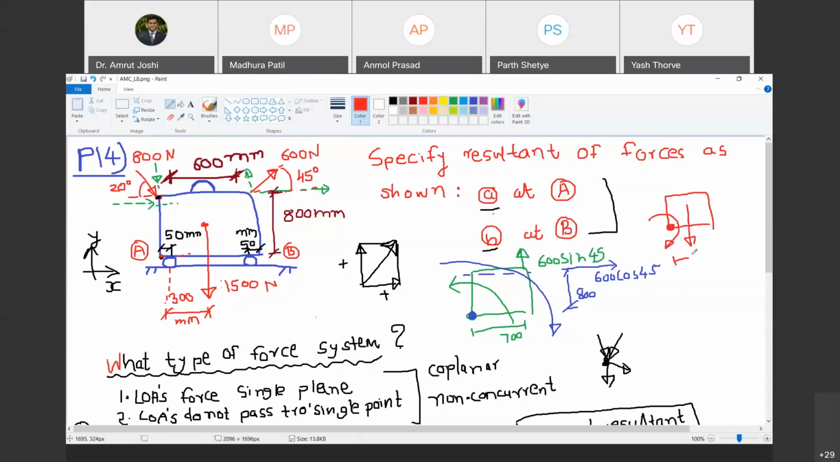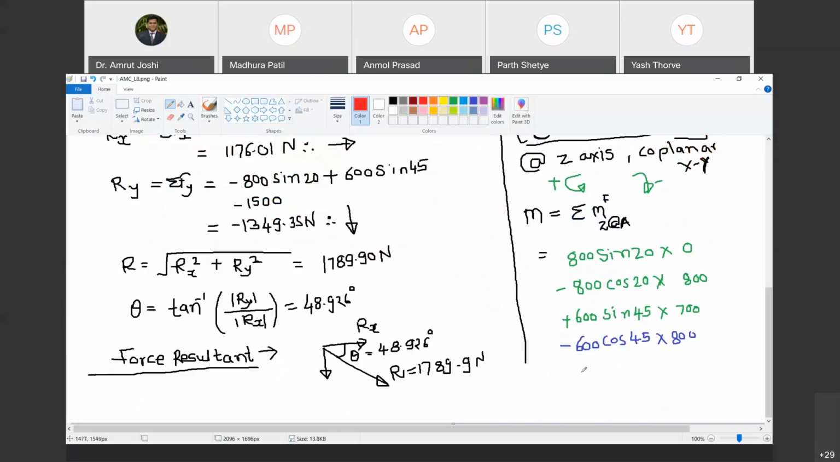And what is the magnitude? This distance is how much? This distance is 350. And this is 1500. So how much is it going to be? 1500 into 350 clockwise. So it is going to be minus 1500 into 350. Are you with me? Yes, sir. Now what is the unit of moment? Newton mm.